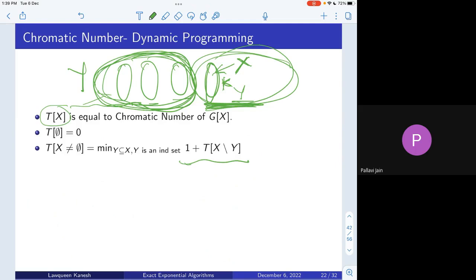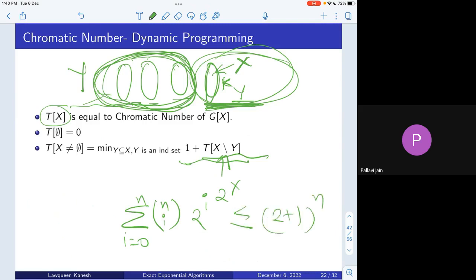So as you mentioned, these are all the independent sets which are subsets of X. Some 2 power |X| many, and in a better way we can write it as the summation of n choose i times 2 power i, for i equals 0 to n. And this should give us the running time (2 plus 1) power n because of the binomial theorem. This we can write using the binomial theorem, and this is what we get. So this naive algorithm gives us 3 power n just by doing this dynamic programming.